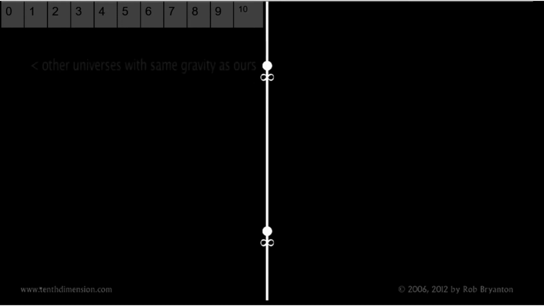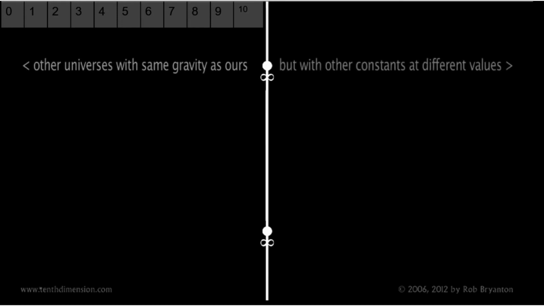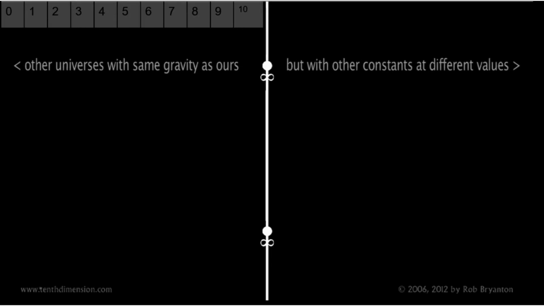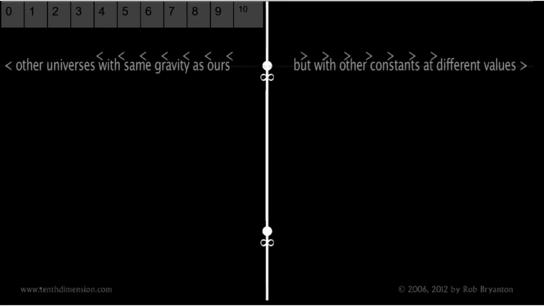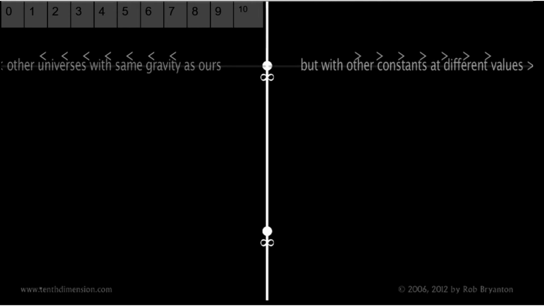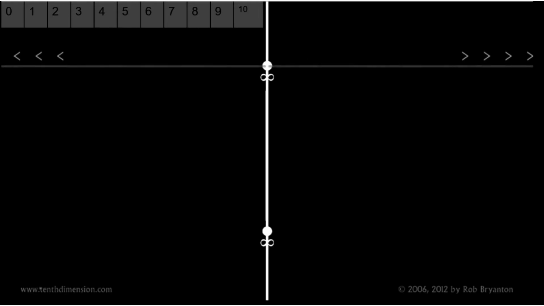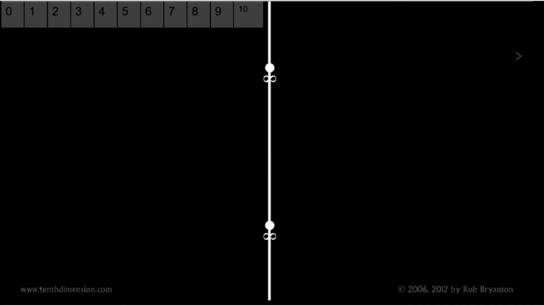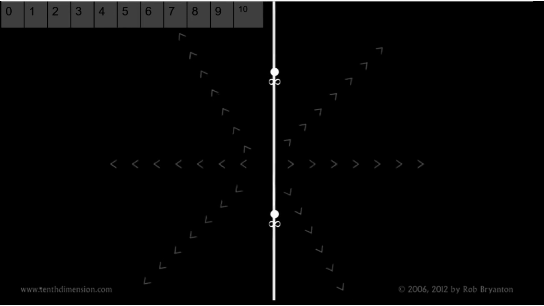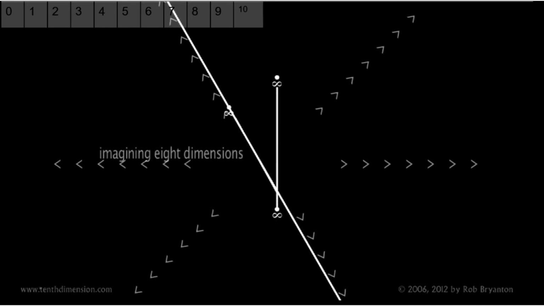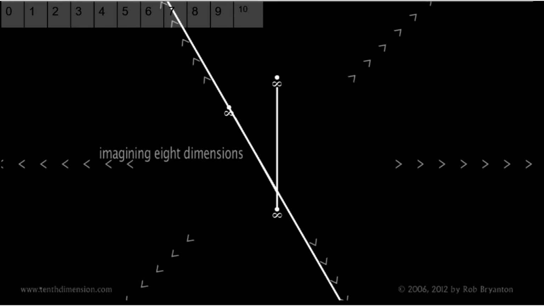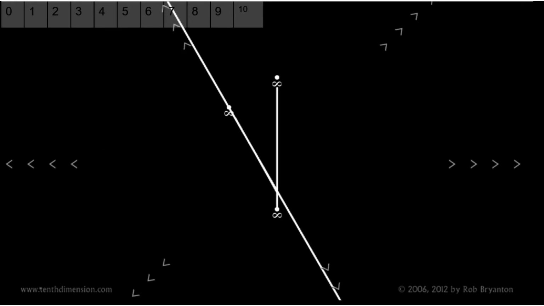No. In order to represent other universes with the same value for gravity as ours, but with other basic physical constants changed, we need to branch off to the possibilities contained within the eighth dimensional phase space of all possible physical realities. And this would be true no matter what variables we were adjusting within the seventh dimensional line. We would still need the additional degree of freedom afforded by the eighth dimension to get to every possible physical universe.